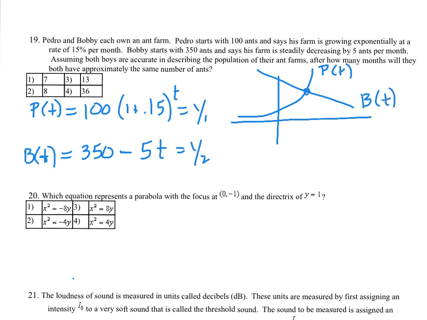So basically what they want to see is where that intersection point is, okay? And it says after how many months, so that would be my time. So basically then all they want is the x value. So I did second calc, intersect, and I got x equals 8.09, which would be choice 2.